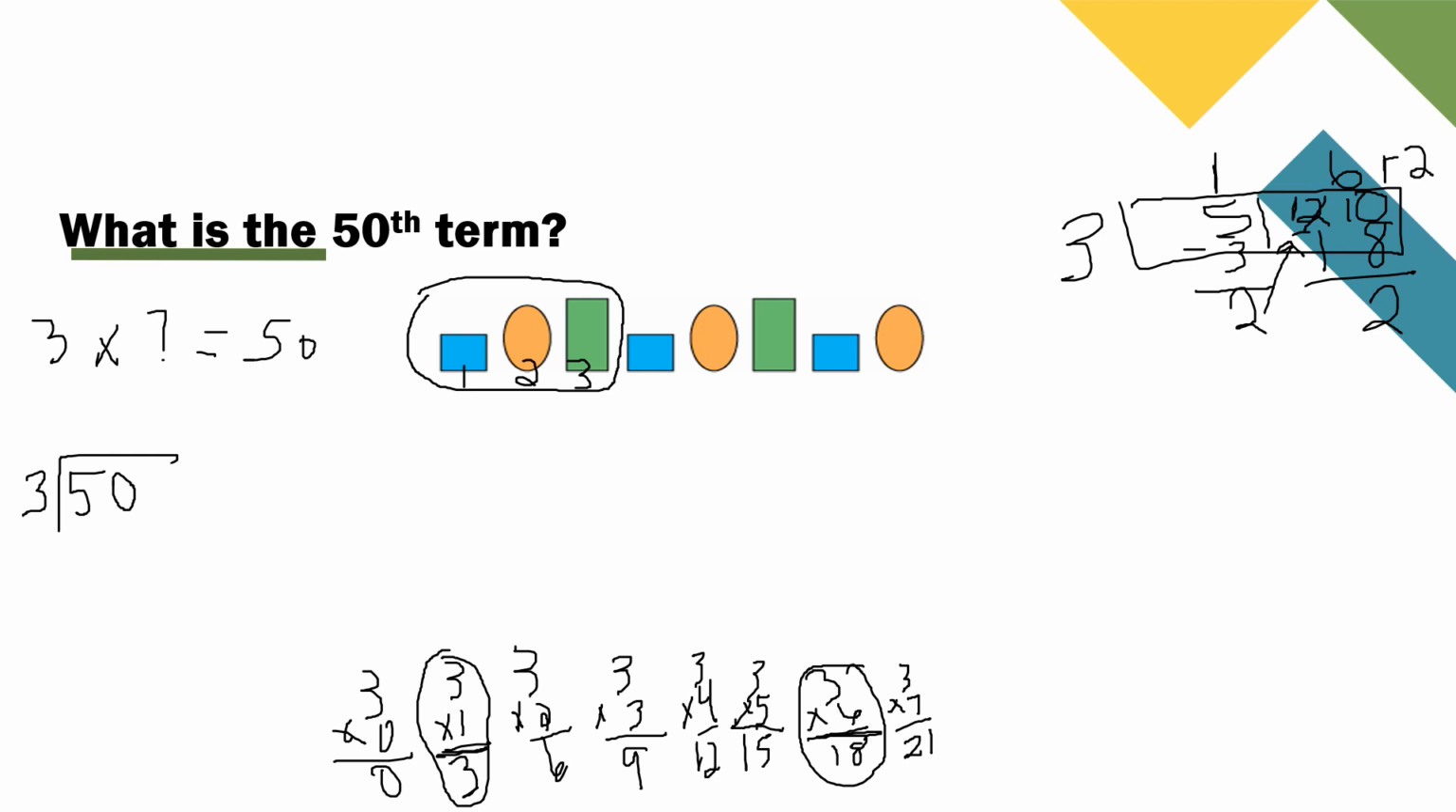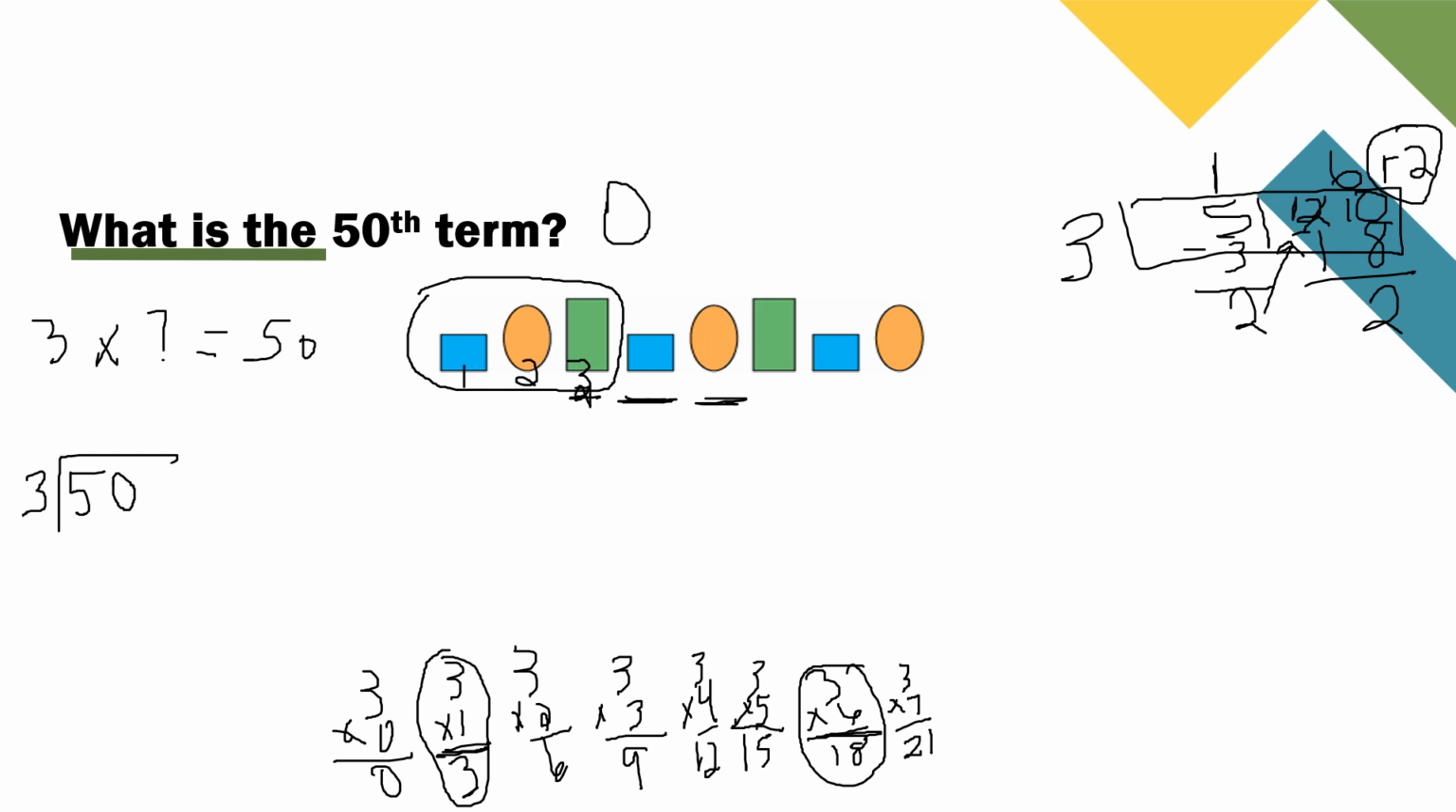All right, when you finish dividing, again, the only part that matters to you is the remainder. So I know I go where my foundation stops. My foundation stops right here. And my remainder tells me to go over or continue the pattern that many places. So this would be 1, and this would be 2. Therefore, what is the 50th term? It's going to be the oval.